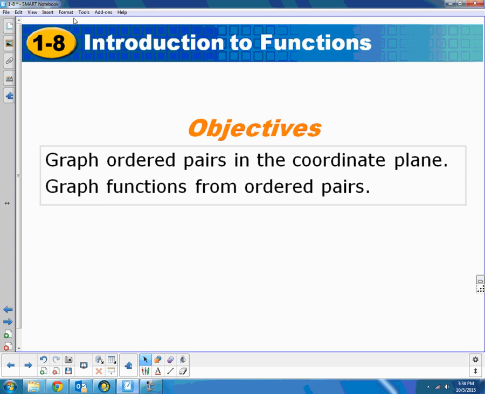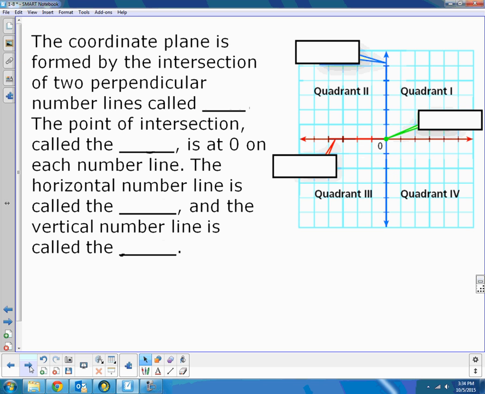Last section in Chapter 1, Section 8, functions, looking at a function. So we're looking at graphing, we're going to be looking at using functions, making ordered pairs, and we're looking at some vocabulary. A little bit of vocabulary.